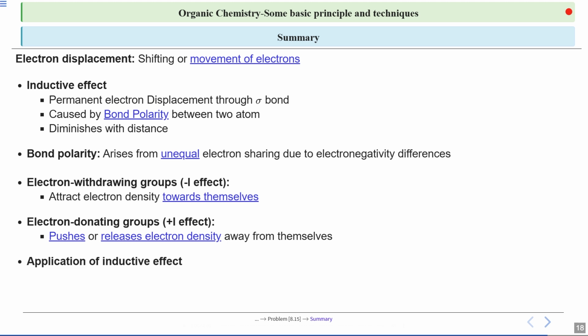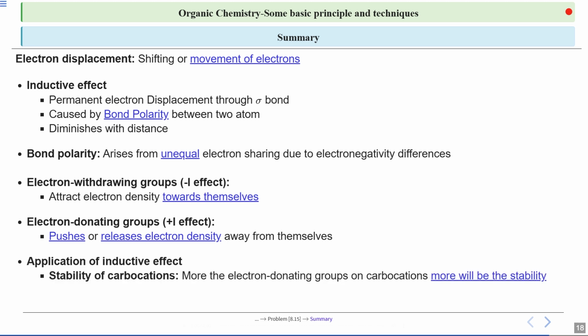Then after, we talked about the applications of the inductive effect. We talked about four applications. The first is the stability of carbocation. The stability of carbocation increases with an increase in the number of electron donating groups and decreases with an increasing number of electron withdrawing groups. The reason is very obvious. If you have an already electron deficient species, then you will attach electron donating species to stabilize it or to neutralize that electron deficiency.